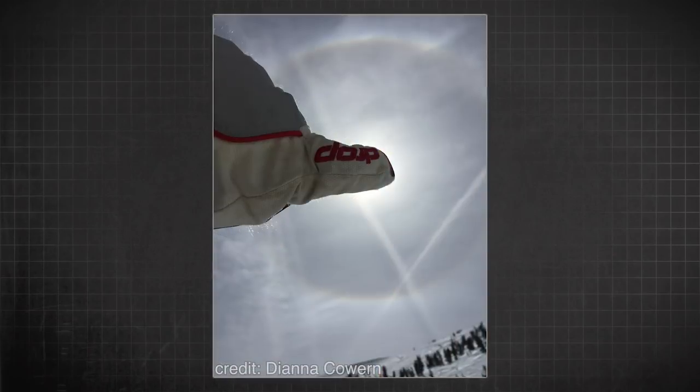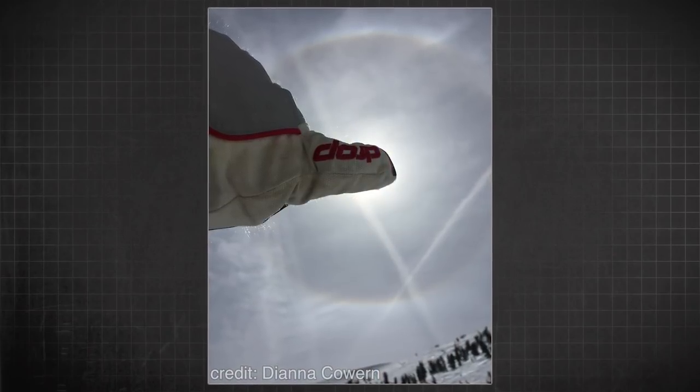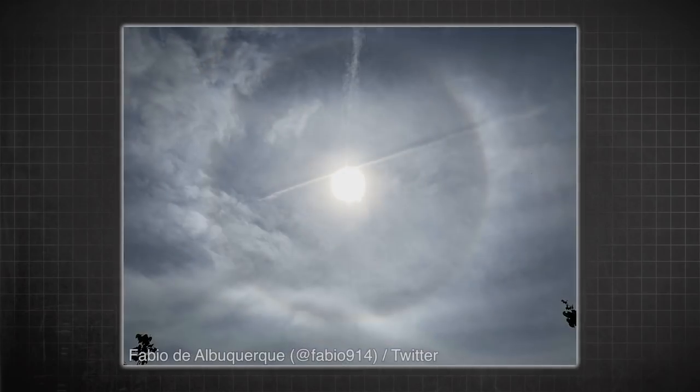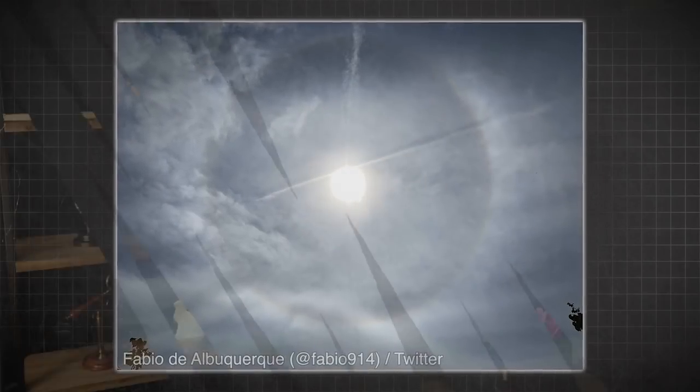Which is not to be confused with these interesting rainbow photos, which are like halos around the sun. These are often called 22 degree halos, which is nice and descriptive, because if you take the whole view around you as 360 degrees, then the halo would be about 22 degrees of that.